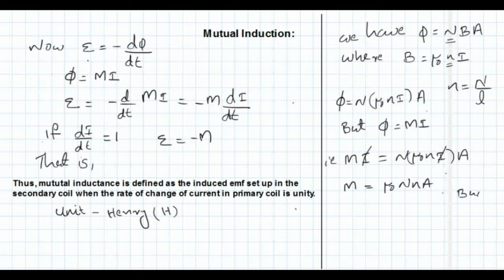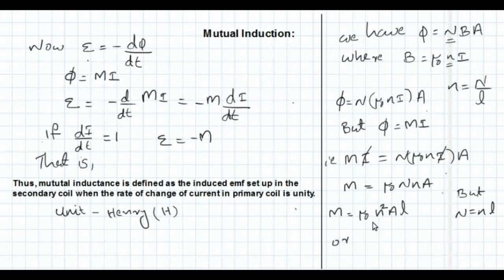But what is capital N? Capital N is equal to small n into l. Therefore M is equal to mu 0 n square l into A, because n into n is n square, or simply it is mu 0 n square Al. So similar to L, M is equal to mu 0 n square into Al, where A is the area and l is the length of the solenoid.